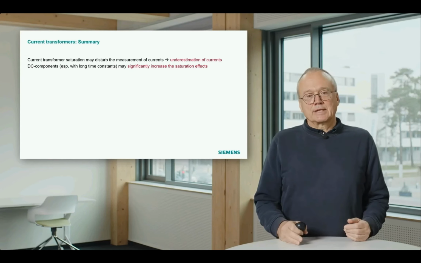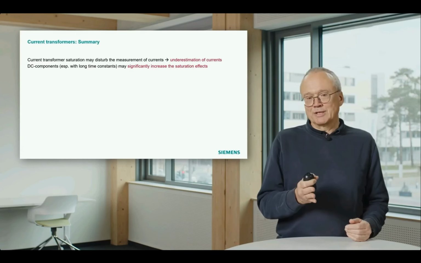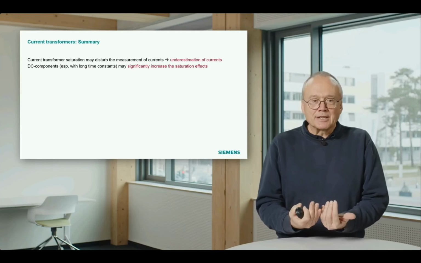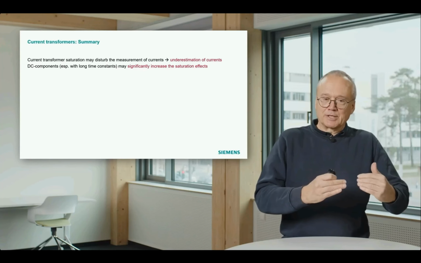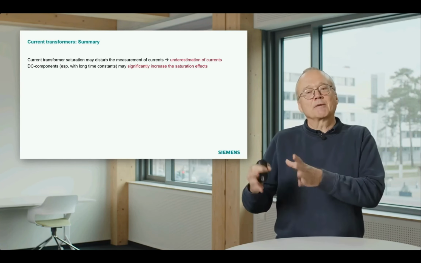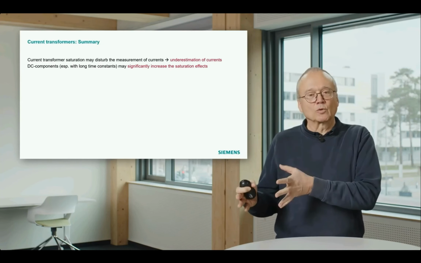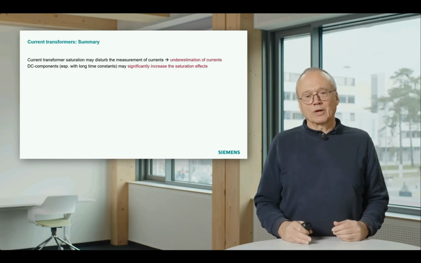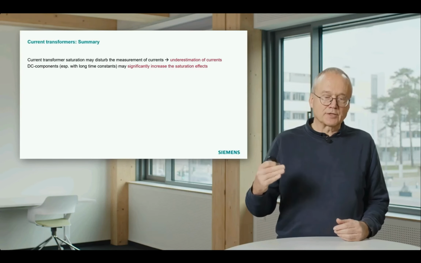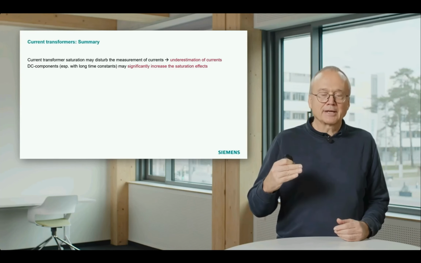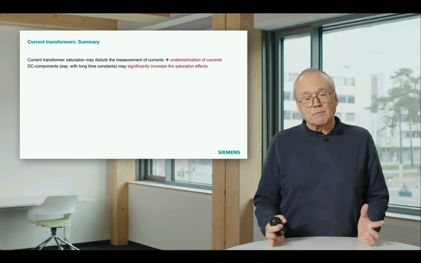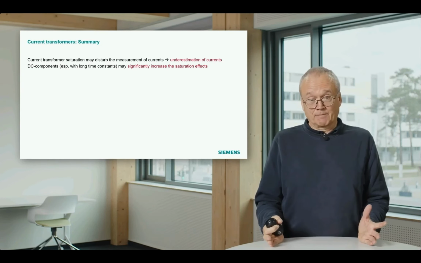If the saturation comes from a DC component only, with no steady-state saturation, then the good thing is that the effect will disappear. That means after some time the measurement will be correct and we will have a correct trip. But we must keep in mind there is a certain risk of underestimation of the current, of a missing or a delayed trip. The same applies to distance protection.